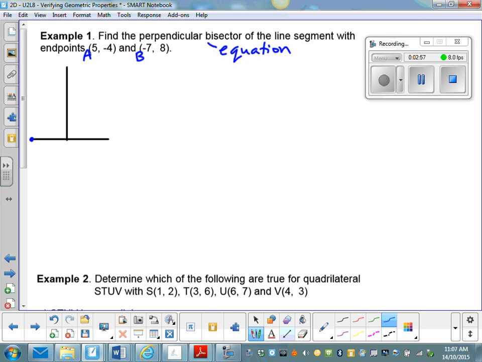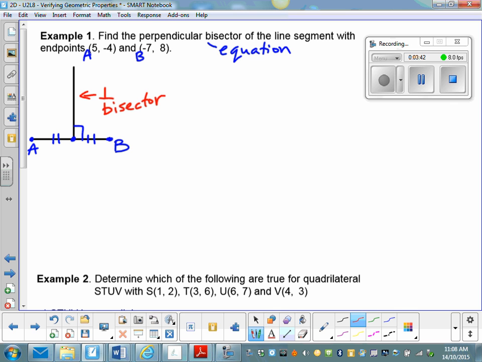I've got a line with endpoints A and B, and this line is called the perpendicular bisector because it cuts the line AB into two equal parts. So this point here is the midpoint of that line, and because this line intersects AB at a 90-degree angle, then that makes it a perpendicular bisector. So this line here is a perpendicular bisector. So we're trying to find the equation of that line.